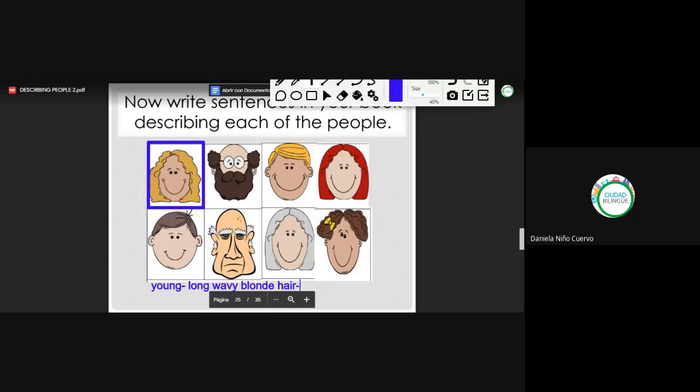What else? The eyes. She has big mouth. Yes, big mouth, very good. He has a small eyes. Small eyes, yes. Which color? Black. So, a small black eyes. Small black eyes. Very good. Small.